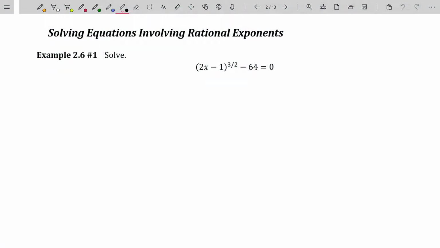Hello, my name is Roy Simpson, Professor of Mathematics at Cosumnes River College in Sacramento, California. This is another review video for a college algebra student who just needs to review solving equations. In this case, we're going to talk about solving equations involving rational exponents.